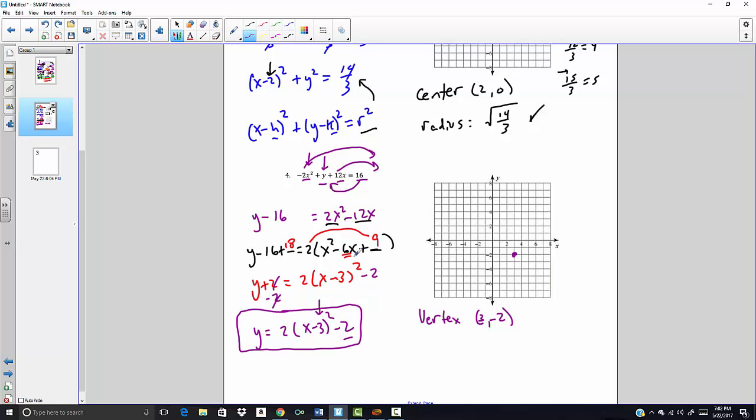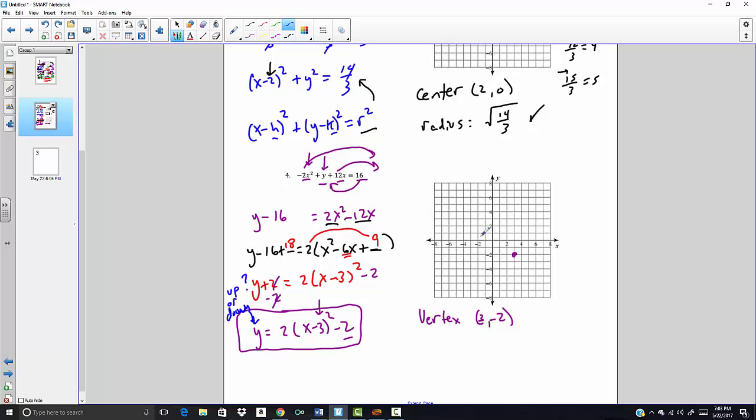Now, which way does this parabola open? Well, we got y by itself, right here. So you only have 2 options when you get y by itself. It's either going to open up or down. That's the real question, up or down.